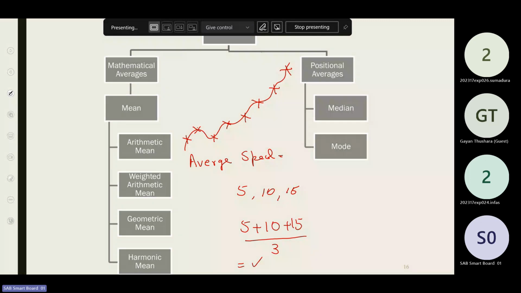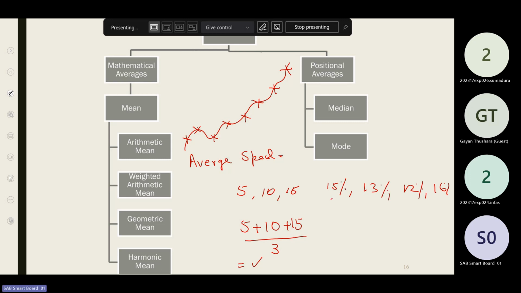Right? So similarly, now say rates, interest rate. First year 15%, second year 13%, third year 12%, fourth year 16% per annum.